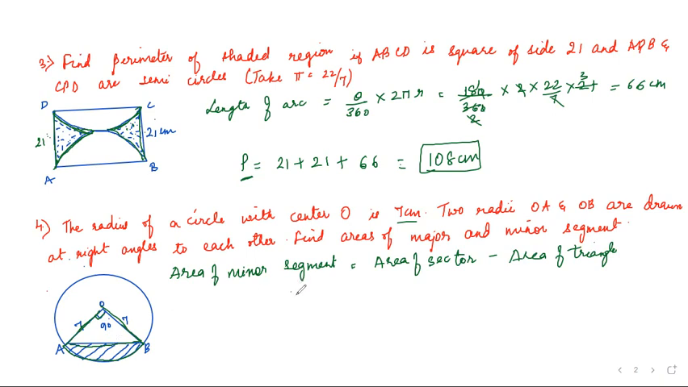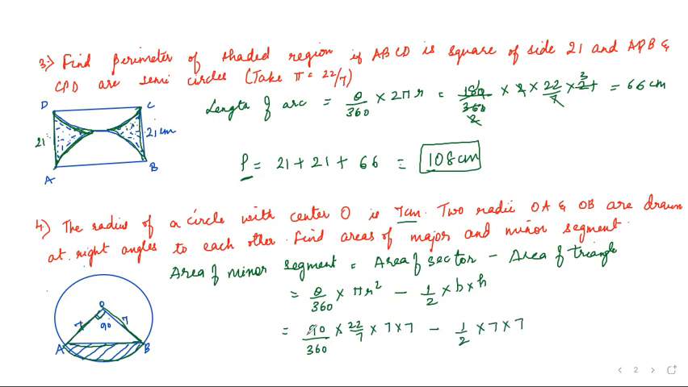So now what is the area of sector formula? Theta by 360 into pi r square minus area of triangle. It's a right angle triangle, half base into height. So once we know this, we just need to substitute the values. Theta is 90 by 360 into pi into r square minus half into base and height, both are 7 and 7.